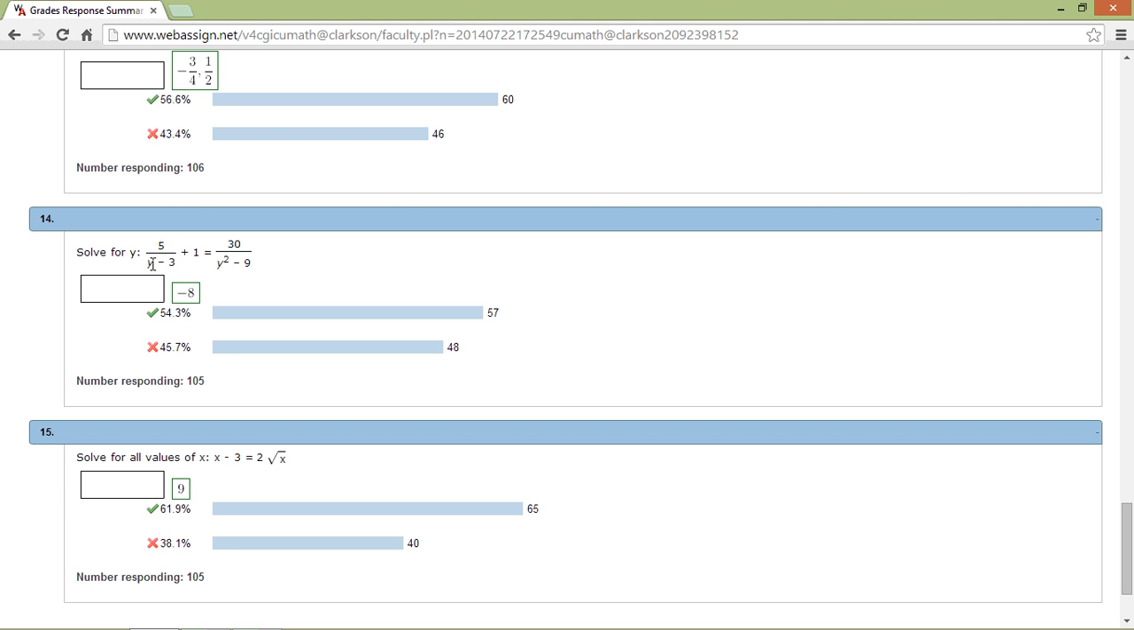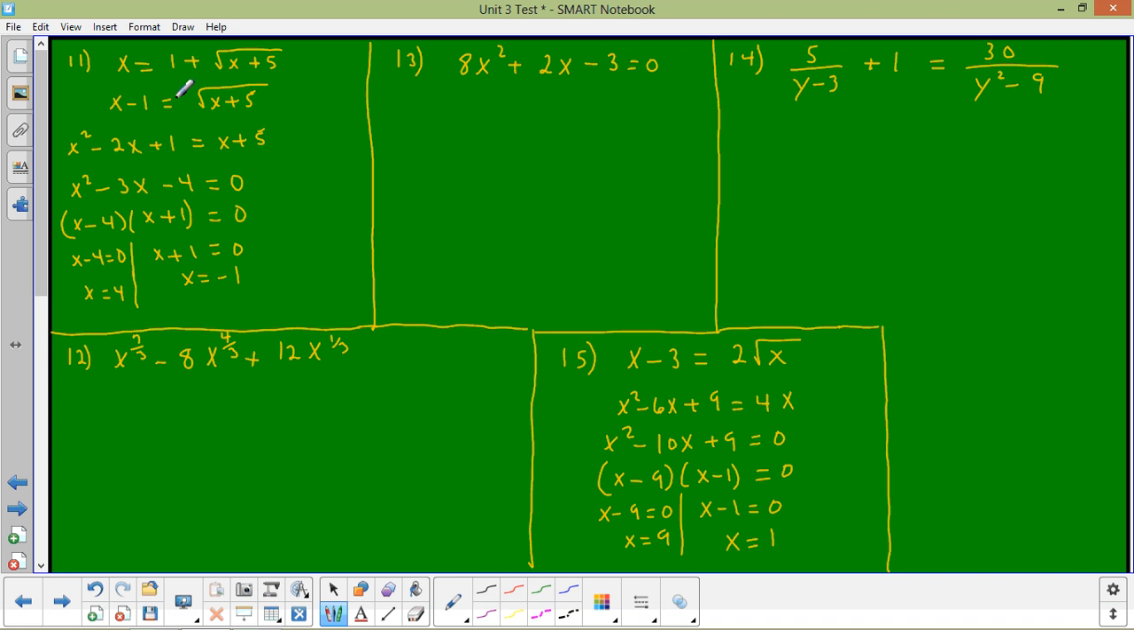Question 14 got irrational expressions, not a simple proportion though. It got a little more complicated there, so we'll look at that. And 15, again, a radical expression, possibility you'd get two answers and not reject one of the answers. So with that, we'll get going on this and look at number 11 here.